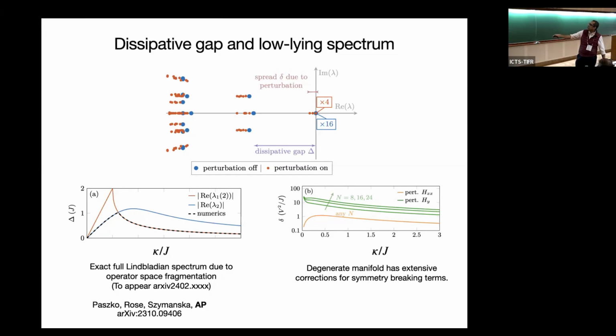So not just the low-lying states, actually we can construct the full Lindbladian spectrum in the case of strong symmetry, where this problem is sort of not fully integrable. There's some kind of fragmentation which takes place, with which you can calculate not just the gap, but the entire Lindbladian spectrum for this model.